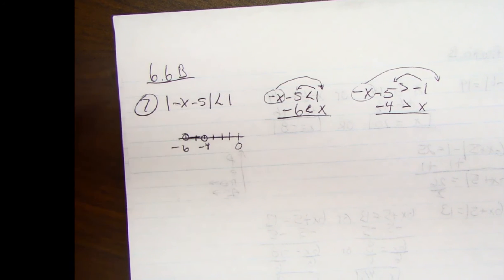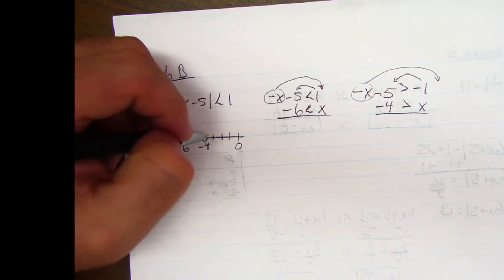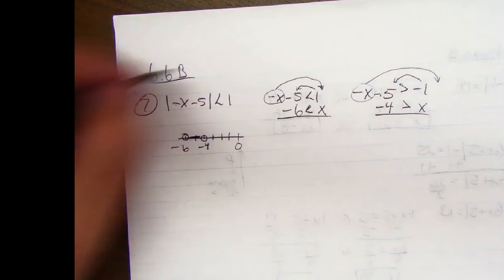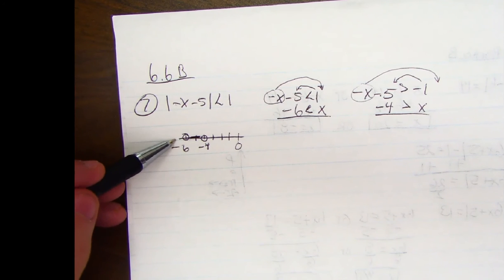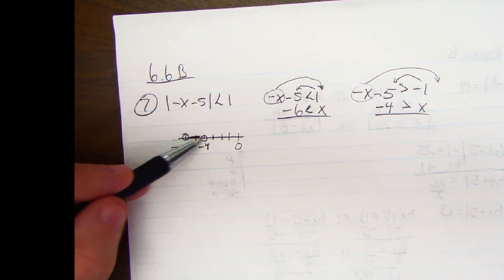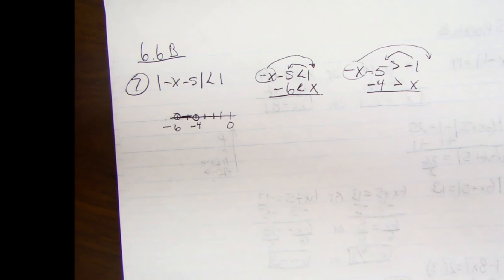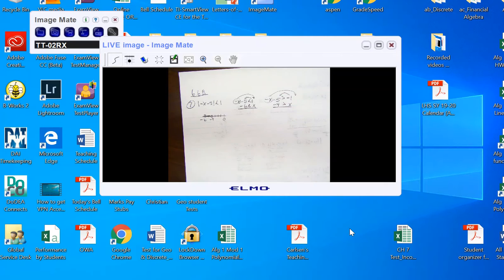So -3 is also false. So it's easy to tell where it needs to be shaded if you weren't sure on how to read these correctly. I could just take numbers, one on each outside, inside, and outside, and see which ones are true. And the ones that are true is where I shade. If it's false, I don't shade it there. Okay, let's go ahead and do one more.